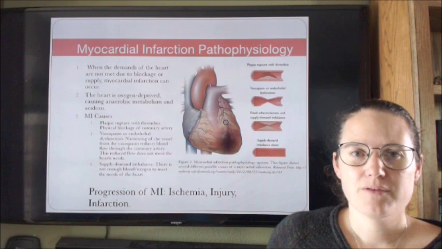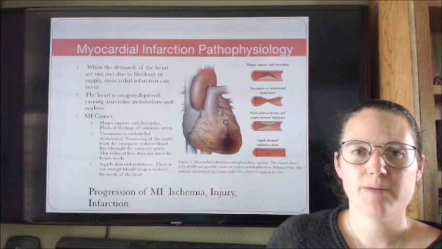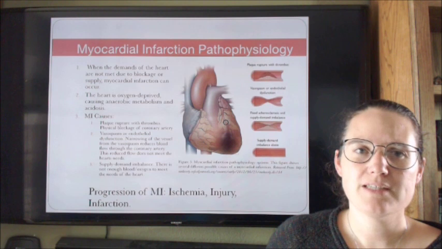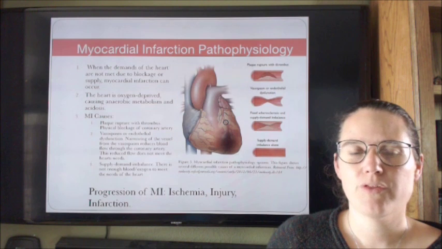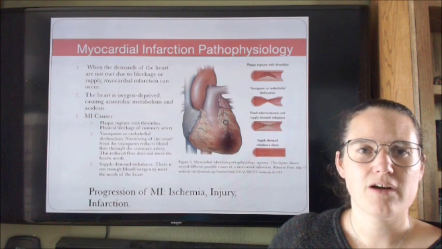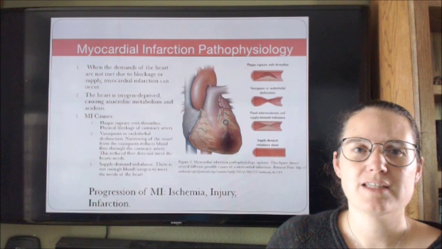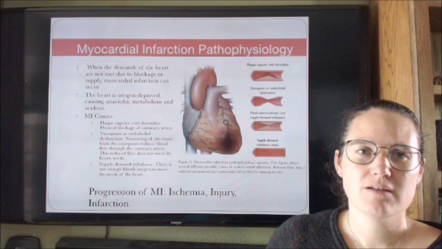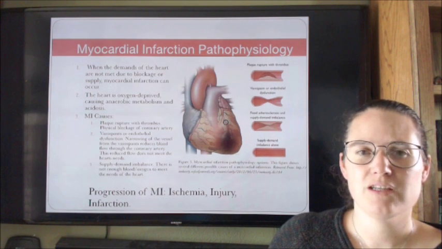The main ways that blood can be prevented from getting to different areas of the heart are either through a blockage, such as a plaque buildup that ruptures, causing a thrombus, preventing blood from getting through. There's also vasospasm, where the vessel constricts down so tight the blood is not able to get through in adequate quantities. And then there's the supply and demand issue, where there is an open blood vessel, but not enough blood or oxygen can get to the area of the heart, causing this ischemia, injury, and infarction to happen.